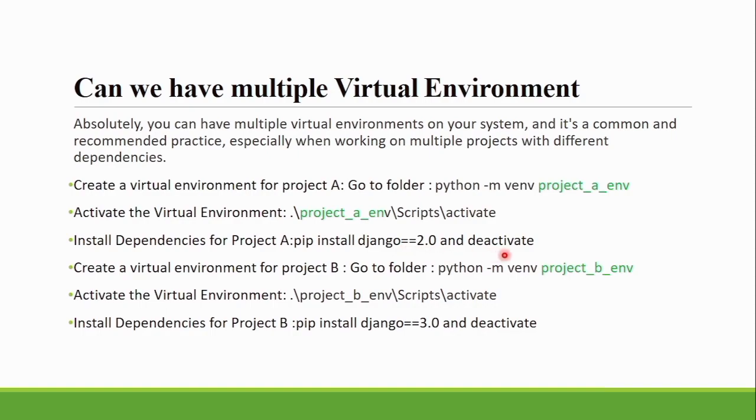Suppose you want project B. You will go in the folder of project B. You will create a virtual environment. You will activate that virtual environment. You will install your Django, your dependencies, and start working on it. And after you have done, you will deactivate. So you can have multiple virtual environments for multiple projects. Okay.